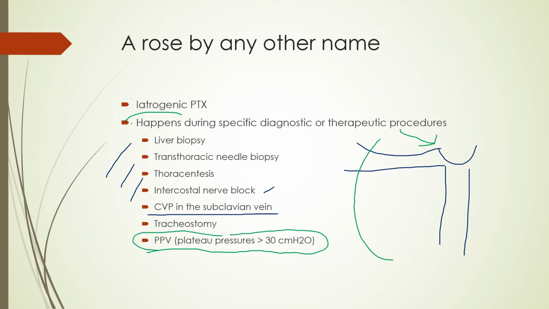Oh yes, positive pressure ventilation. That's us, right? Usually this is us using too much pressure, or barotrauma, right? Too much pressure. And so that's why we try to keep what's called plateau pressures low. We try to keep them less than 30 centimeters of water pressure. Why 30 centimeters of water pressure?